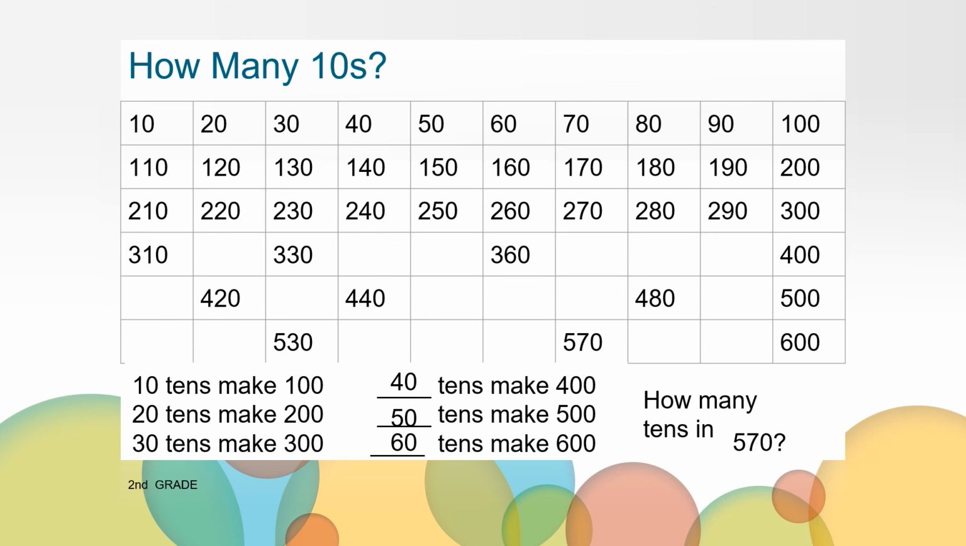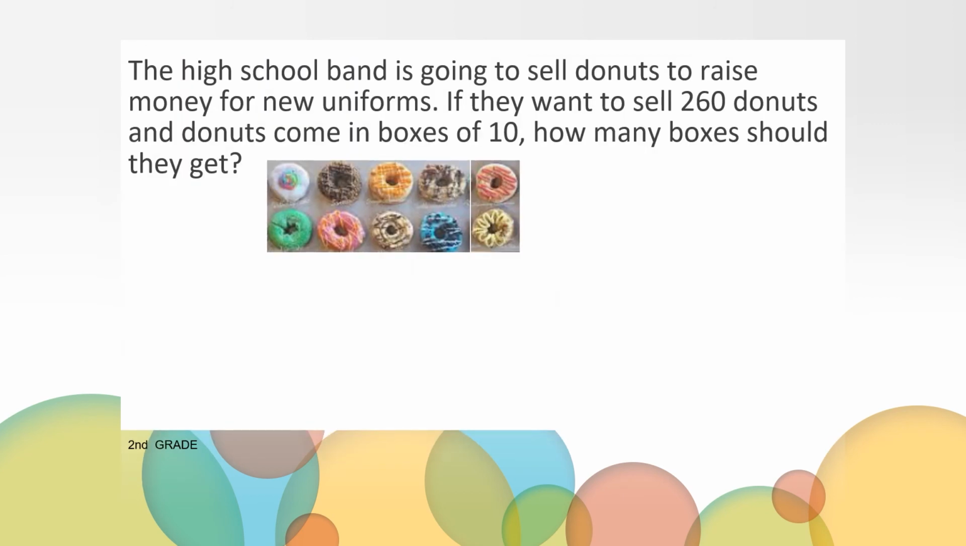And the last one, how many tens in 570? There are 57 tens in 570. How did you do? Now let's see how this is useful. Let's try our understanding of the relationship between tens and hundreds.